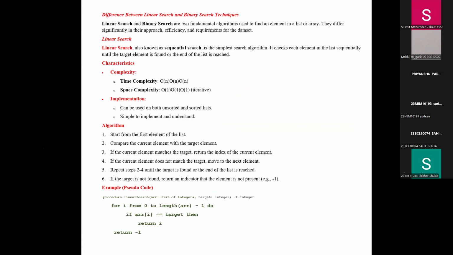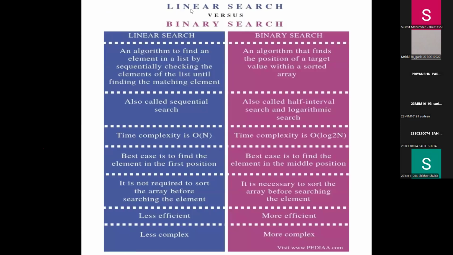If you take the differences between linear search and binary search based on time and space complexity, they give the definition, the space and time complexity, how the implementation is done, the algorithmic steps (start from the first element, compare the current element with the largest element), the pseudocode, and the main difference between both. Linear search is an algorithm to find an element in the list by sequentially checking the elements until the matching element is found. It is also called sequential search.